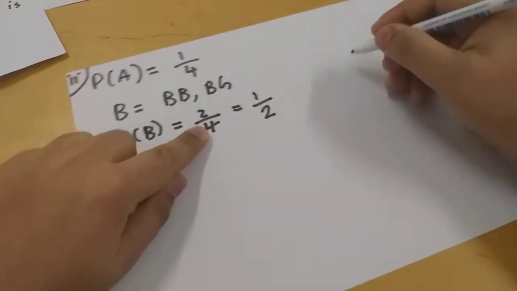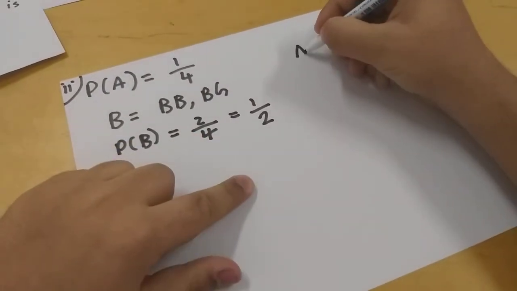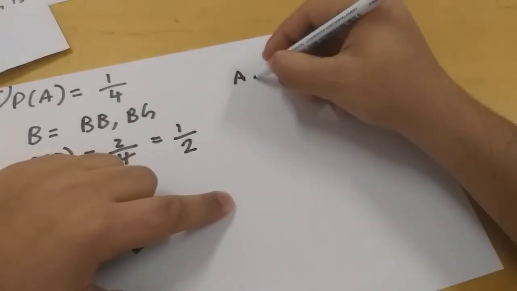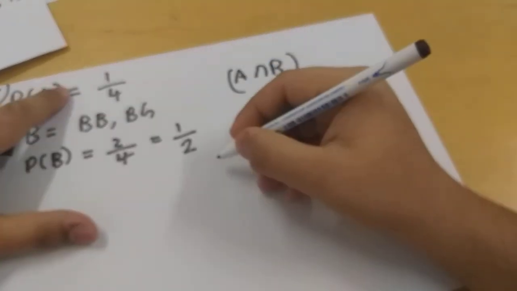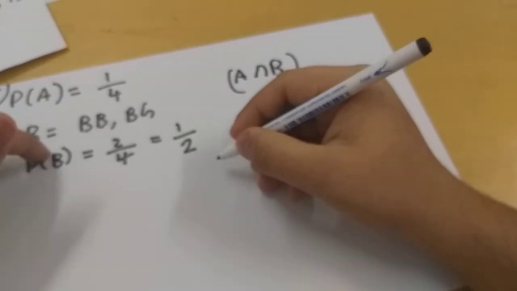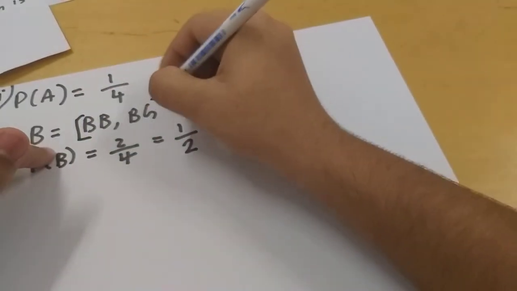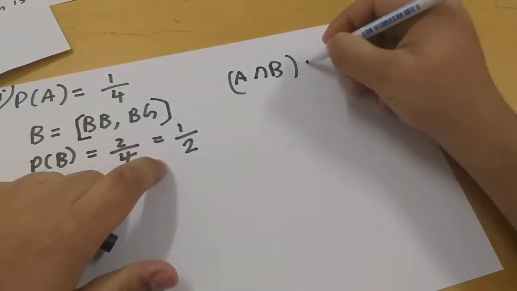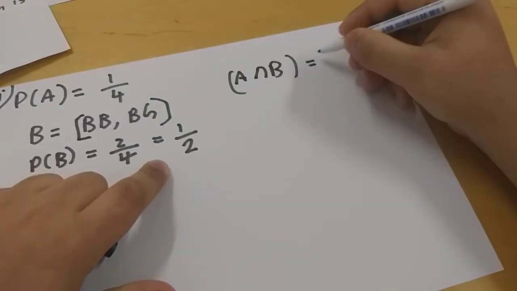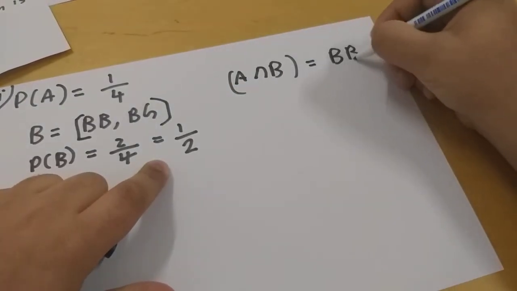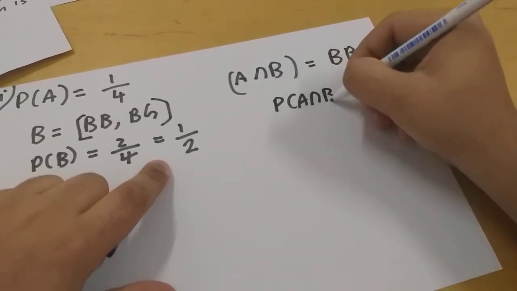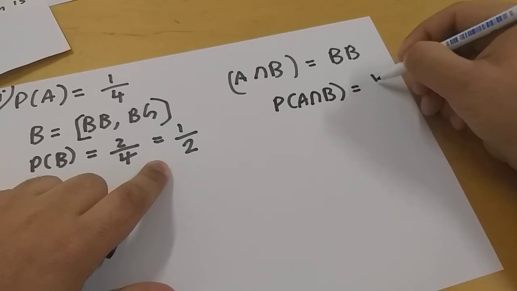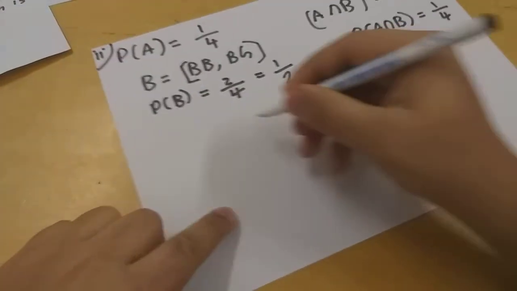Now let's find out A intersection B. So A is the event BB, and B can have two variants, that is BB and BG. So A intersection B will be the event BB. Therefore, P of A intersection B is equal to 1 out of 4.